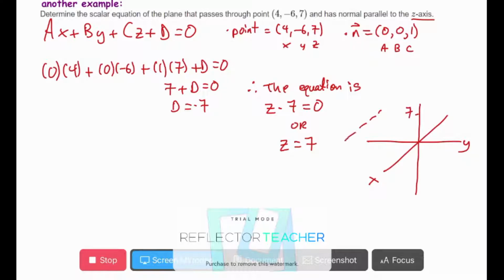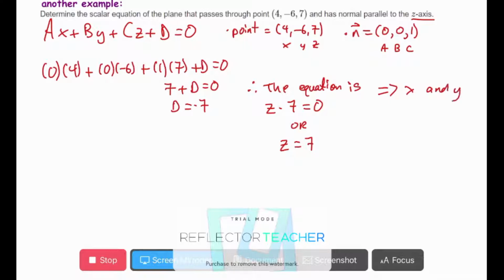Basically, I'm just going to have my flat plane where it just intersects at 7. So, you know, the line going through the plane here, this is my z-axis, and this point right here is 7. So what that means is I can choose any x or y values that I want as long as my z value is 7. So this means that x and y can have any value.